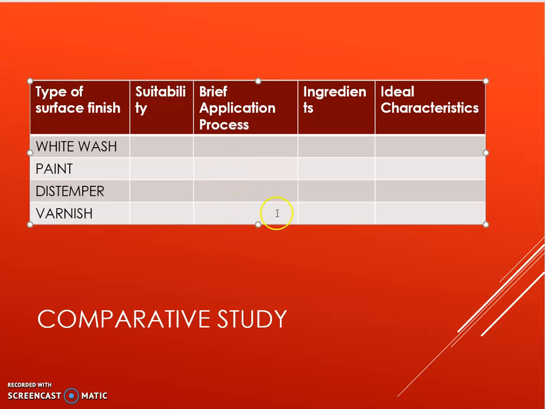What are the stages in application? What are the ingredients used in these materials? Varnishes, what is used; distemper, what is used; water based or oil based, or turpentine based, all that. And then what are the characteristics of an ideal whitewash, characteristics of ideal paint, characteristics of ideal distemper and varnishes.